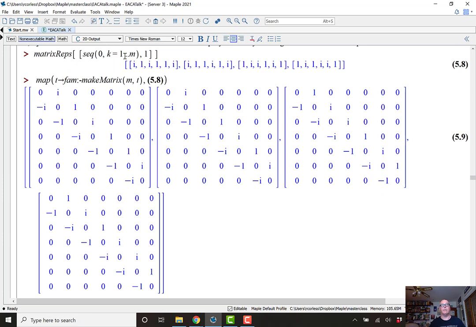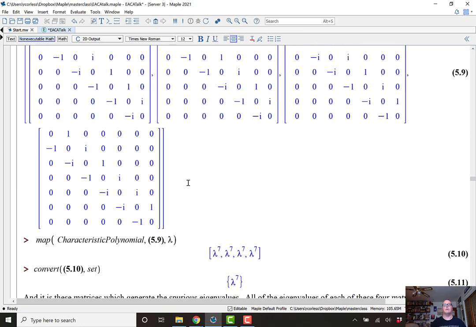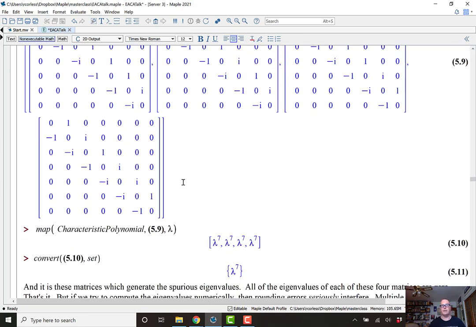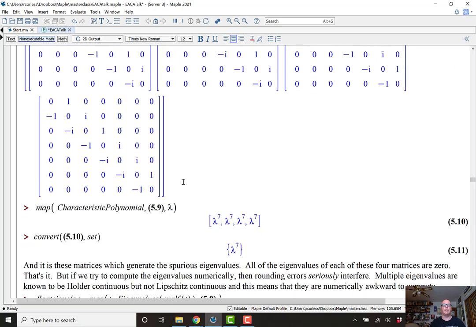I asked for the representations of the polynomial with all 0 coefficients except for 1, and it gave me these 4 collections of parameters. And when we make the matrices, you get i1, i1, 1i, i1, 1i, 1i, 1i, i1, i1, 1i, 1i, i1. And all of those have characteristic polynomial lambda to the 7th. Convert that to a set. See, yep, there's no difference there. And it is these matrices which generate the spurious eigenvalues with the 7-fold symmetry.